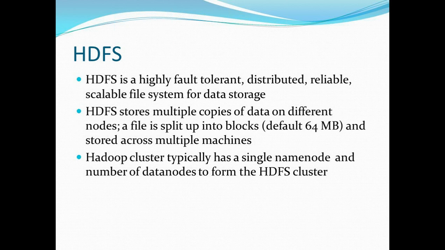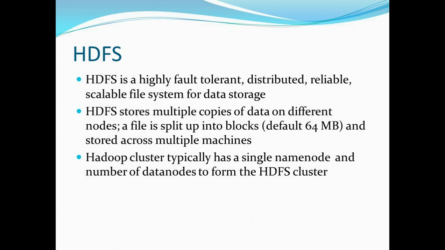HDFS stores multiple copies of the data on different nodes. That is, a file is split into blocks. We have just seen how exactly a file is split, right? A file is split into blocks of 64 MB by default. I'm talking about the default case currently. You can surely increase this block size also, which we'll see at a later advanced stage. And the blocks are stored across multiple machines.